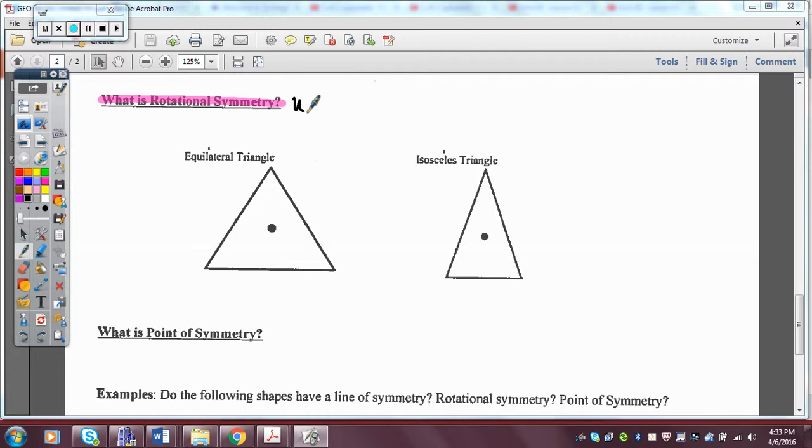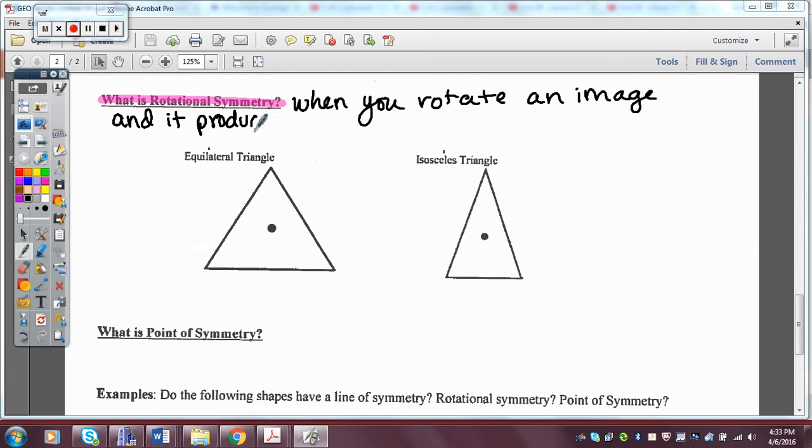Rotational symmetry is when you rotate an image and it produces the exact same image. Okay? When I rotate an equilateral triangle, when I rotate an image and spin it around the center that's given right here, I want to be able to create an exact same image. And you have to be able to rotate this from 0 to 180 degrees.